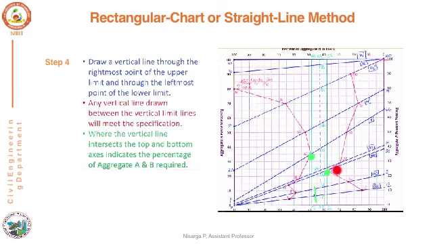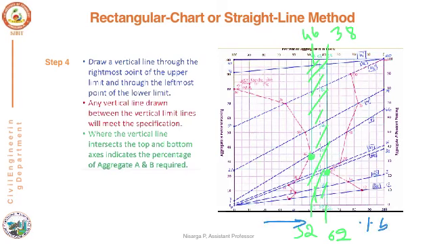So now the area between these two lines gives you the desired gradation range. You can see here this particular line is meeting the x-axis at 52% and this one at 62%. Similarly, on the other side, one line is meeting at 46% and the other line at 38%. Now we already know that this particular line represents the percentage blend of aggregate A.